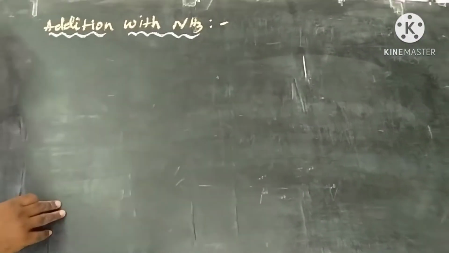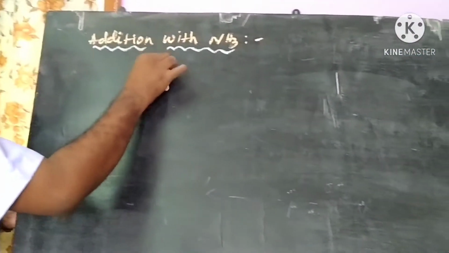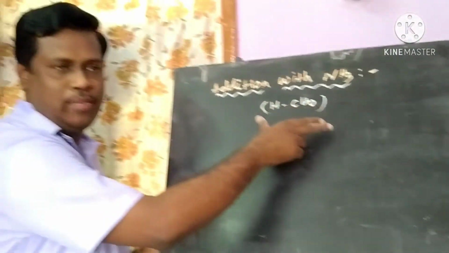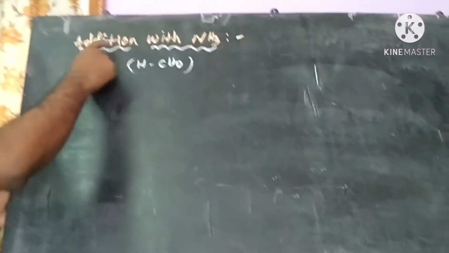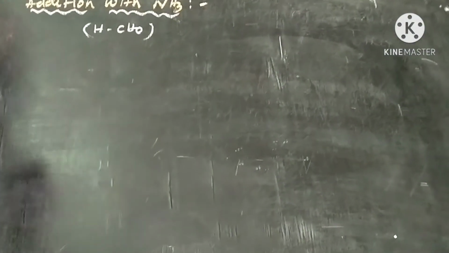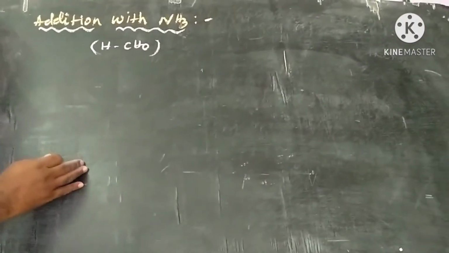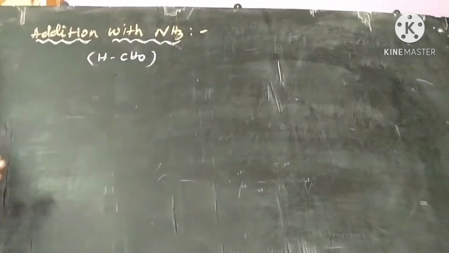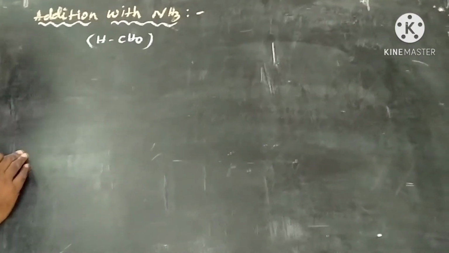Okay, the next topic, addition with ammonia. Aliphatic aldehydes except formaldehyde. Formaldehyde formula HCHO. Aliphatic aldehydes react with the ethereal solution of ammonia to form aldehyde ammonia. Except formaldehyde, the remaining aliphatic aldehydes react with the ethereal solution of ammonia to form aldehyde ammonia.